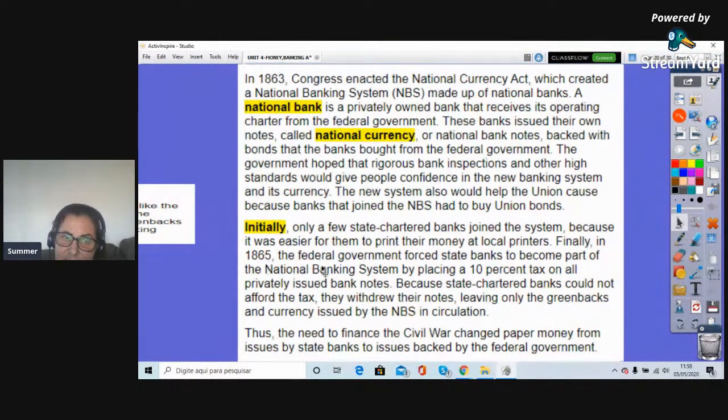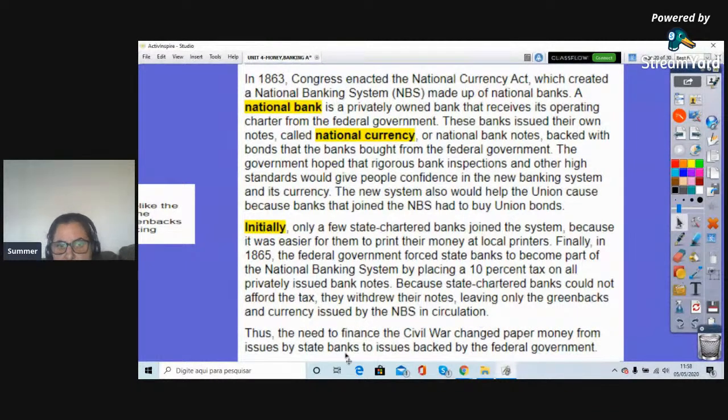Finally, in 1865, the federal government forced state banks to become part of the national banking system, the NBS. How did they force them? They placed a 10% tax on all privately issued banknotes. Because the state-chartered banks could not afford the tax, they took back their notes from circulation, leaving only the greenbacks and currency issued by the NBS in circulation.